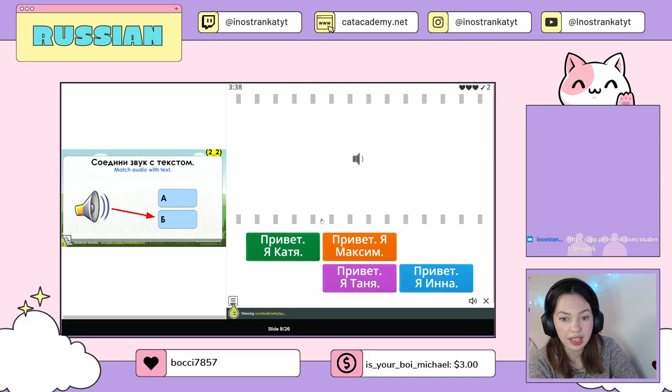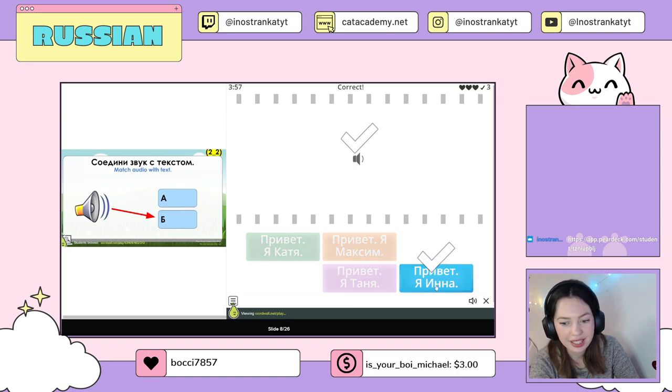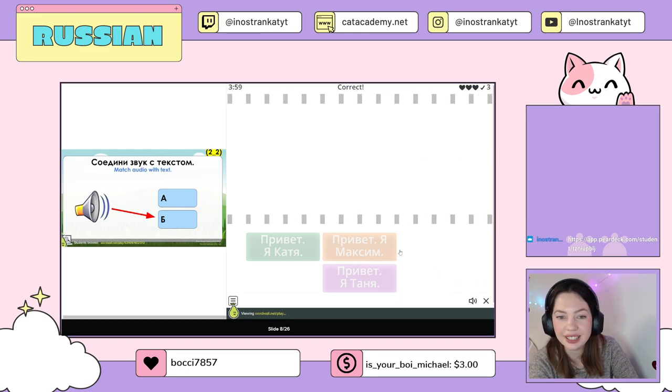Привет, я Инна. And we know that E is a vowel that we learned and we played with Kill the Moles today. So if we look at these four, only one is the vowel. So it is this one. Привет, я Инна.